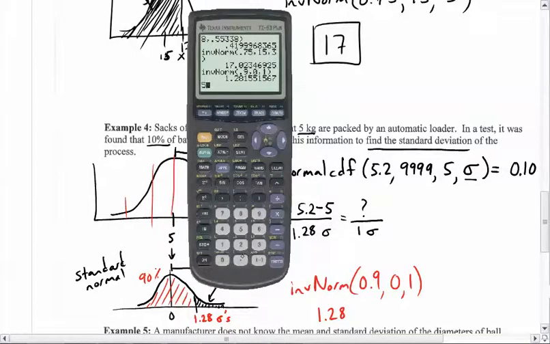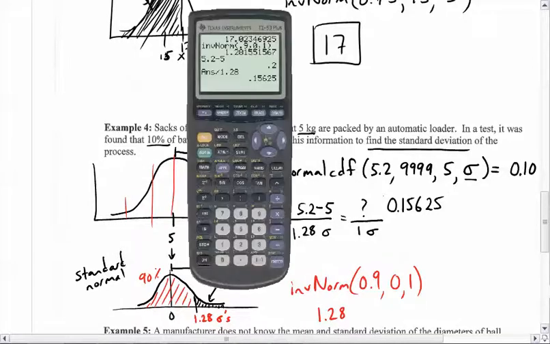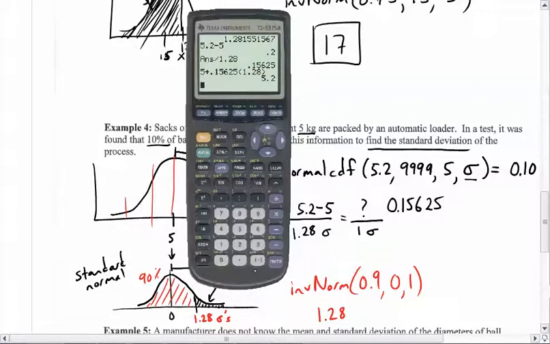So 5.2 minus 5 divided by 1.28 is the same as 0.156. So that means each sigma is 0.15625. Because if I take my number 5 and I add 0.15625, 1.28 times, then I get to 5.2.